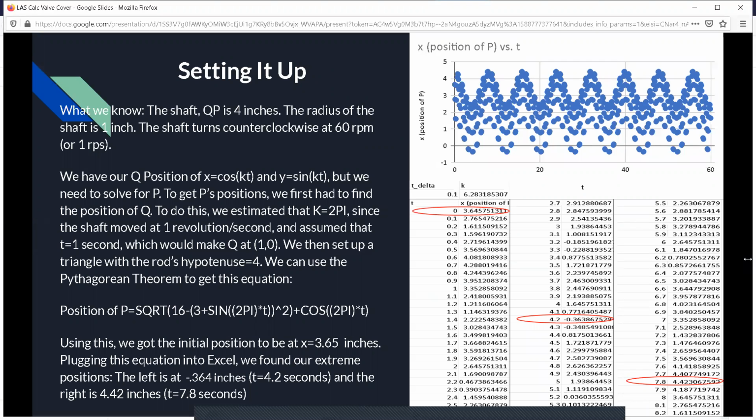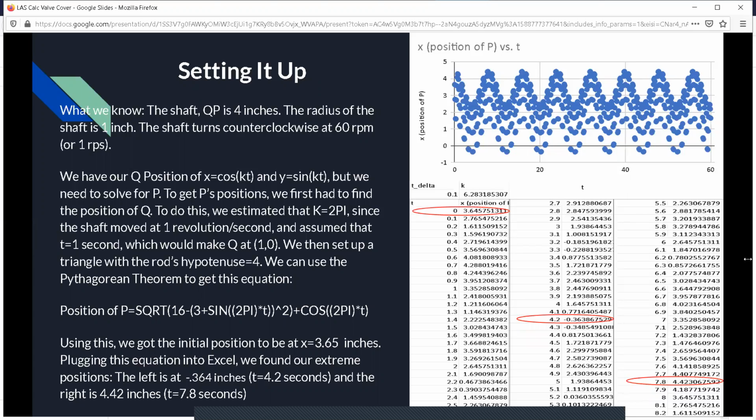So what we were given about the problem was this. The shaft QP is 4 inches long. The radius of the shaft is 1 inch. The shaft turns counterclockwise at 60 RPM or 1 RPS. We have our Q position of x equals the cosine of KT and y equals the sine of KT, but we need to solve for P.